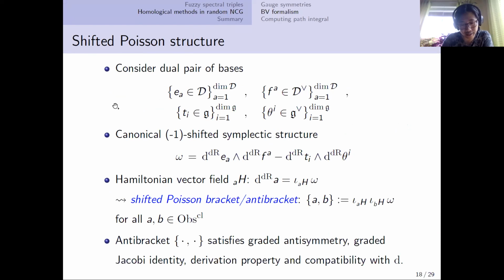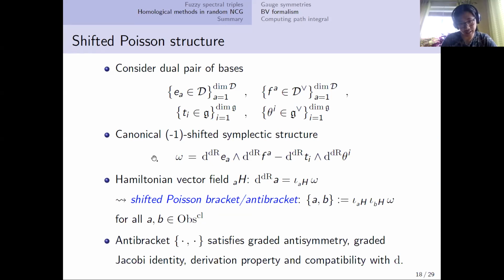The crucial thing is that together with these classical observables, there is a canonical shifted Poisson structure. Explicitly, it can be constructed like this. If we take dual bases of this L here, we take some e_a in the D, these are the linear observables for fields, and then we have the antifields corresponding to these fields, then thetas for the ghosts and theta stars for the antighosts. These are dual bases, so these are dual to each other, and these two are dual to each other. From this, we can construct the canonical minus one shifted symplectic structure using the de Rham differential as usual.